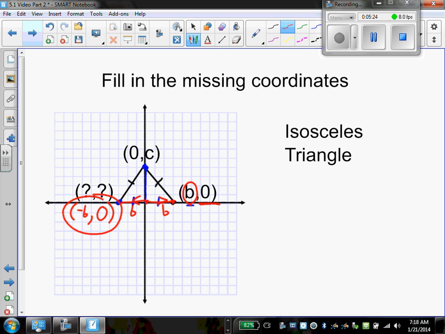Notice that we didn't really use c at all in this problem. We didn't really need it. It was important, though, that we were on the axis with our center point.